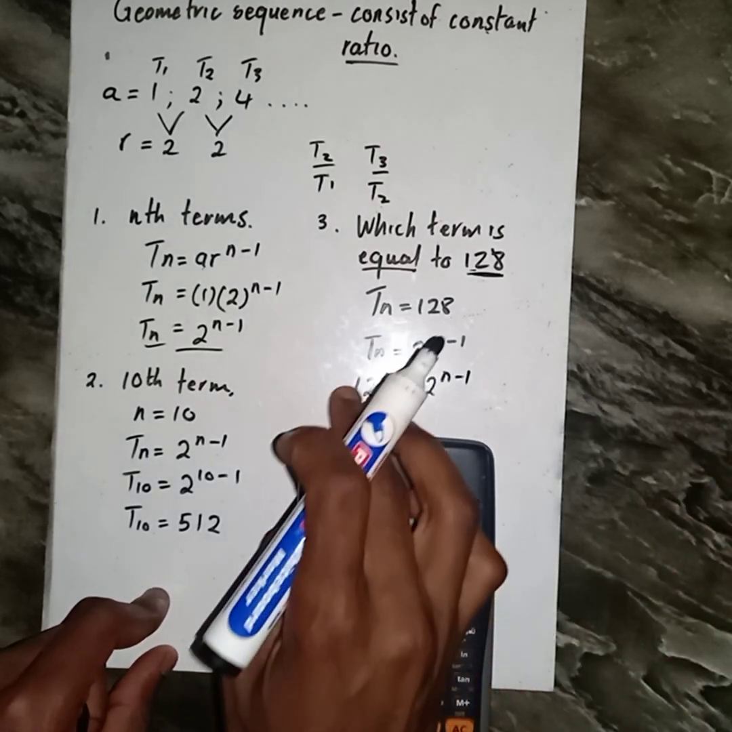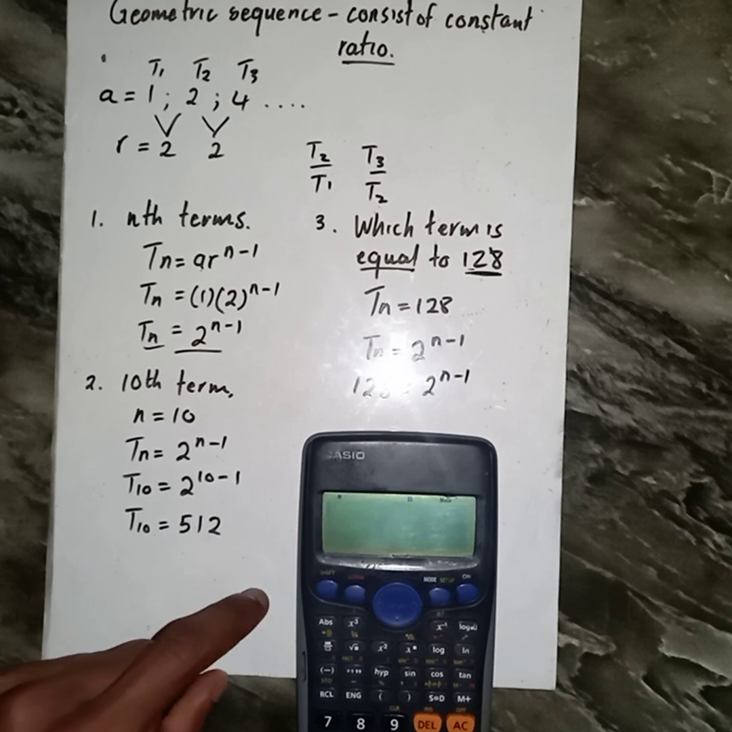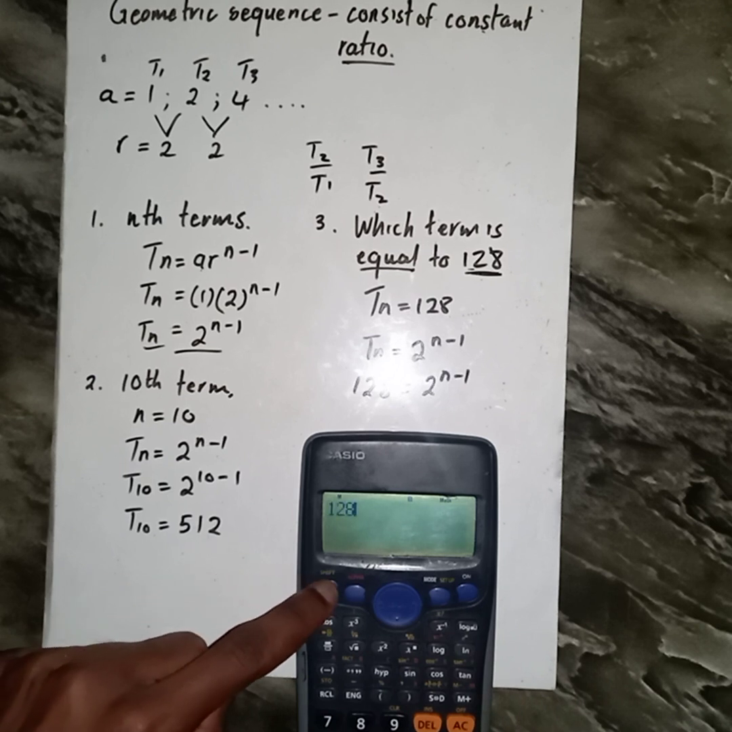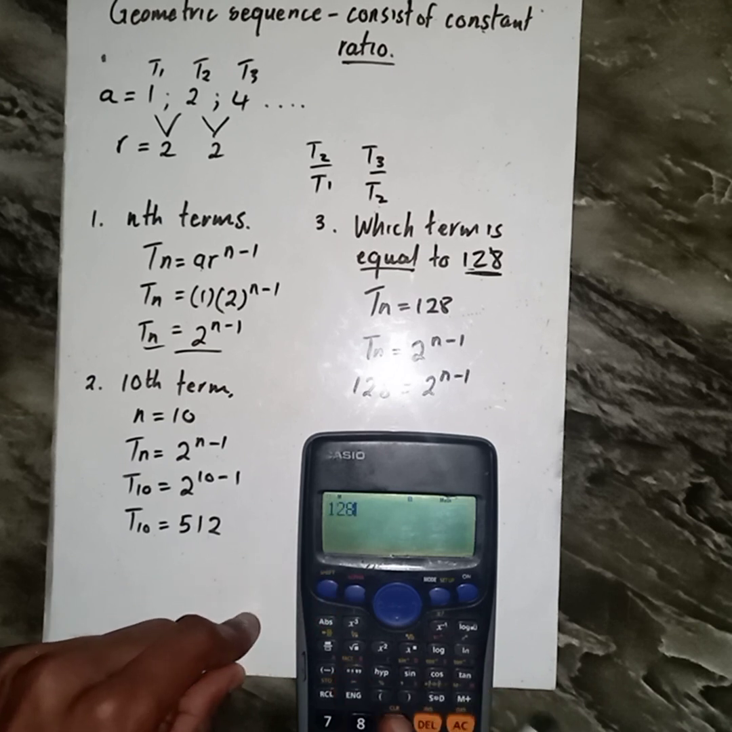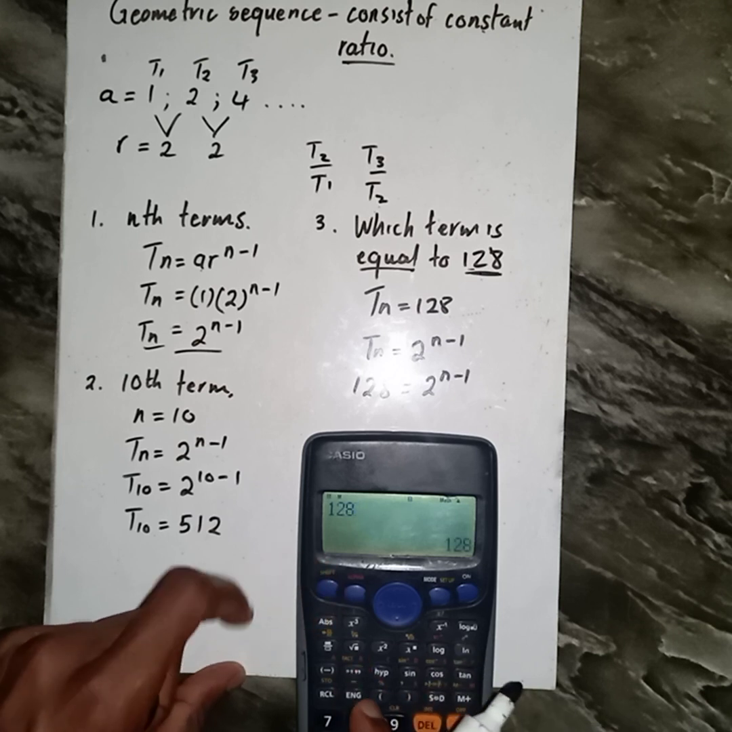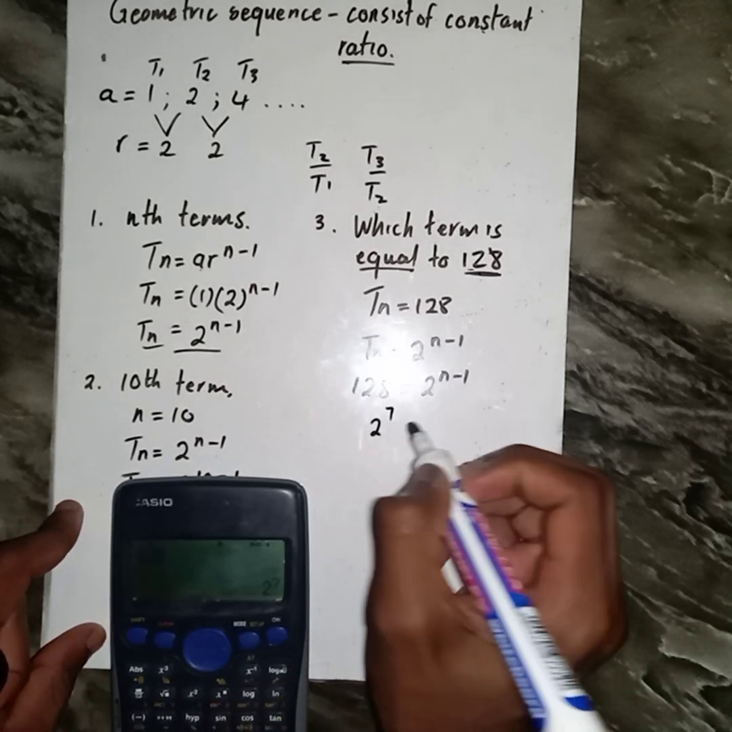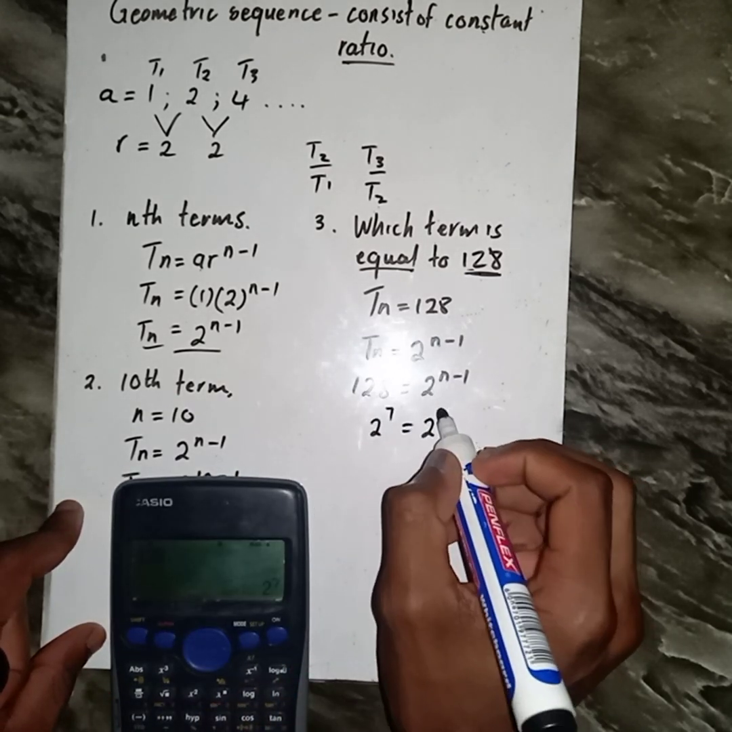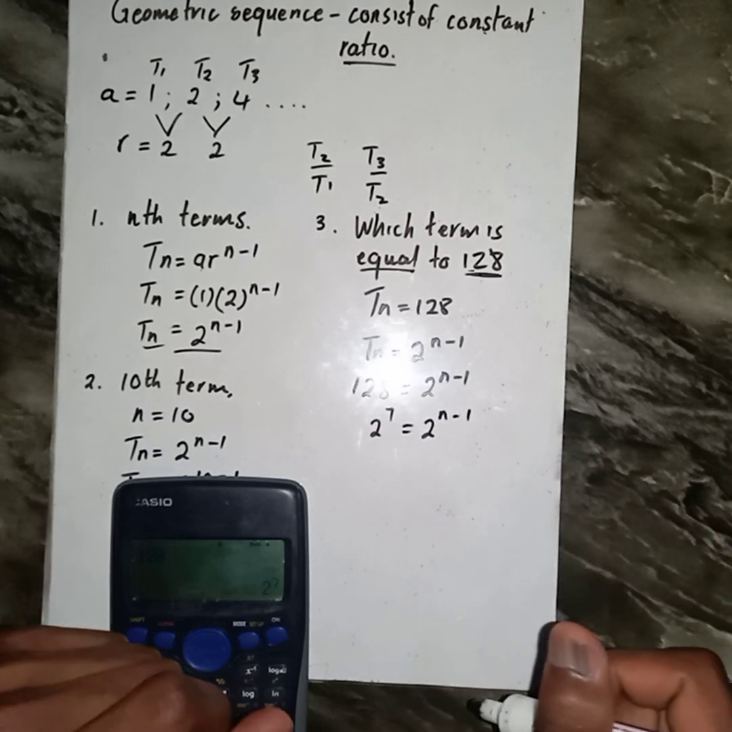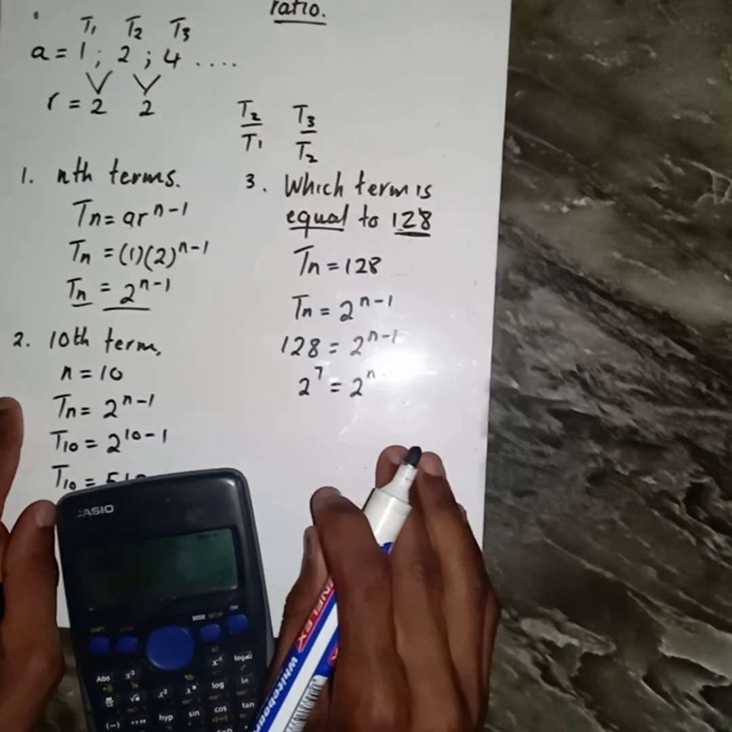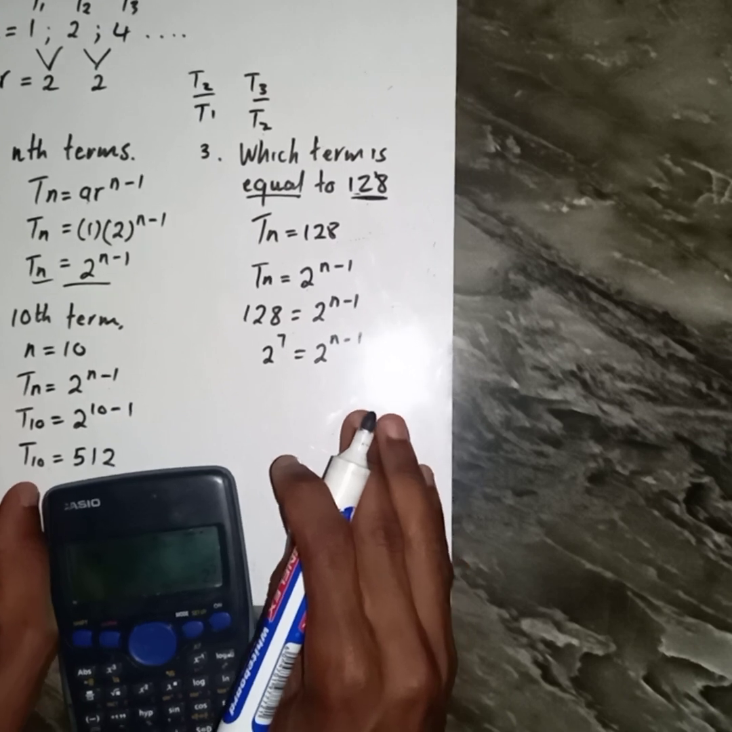Then let us write 128 in the form of a prime base. For 128, we press shift fact, equal sign, shift fact. It's going to be 2 to the power 7, equals 2 to the power n minus 1. You see?